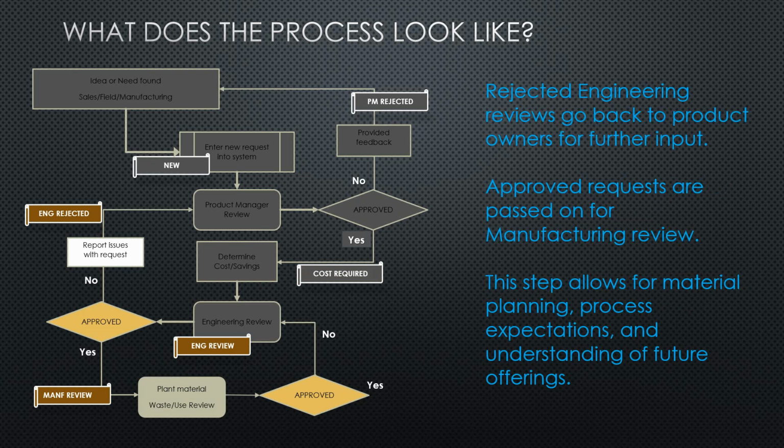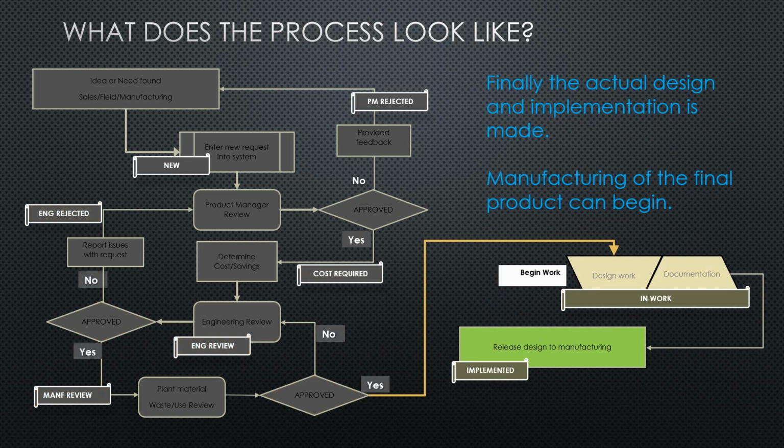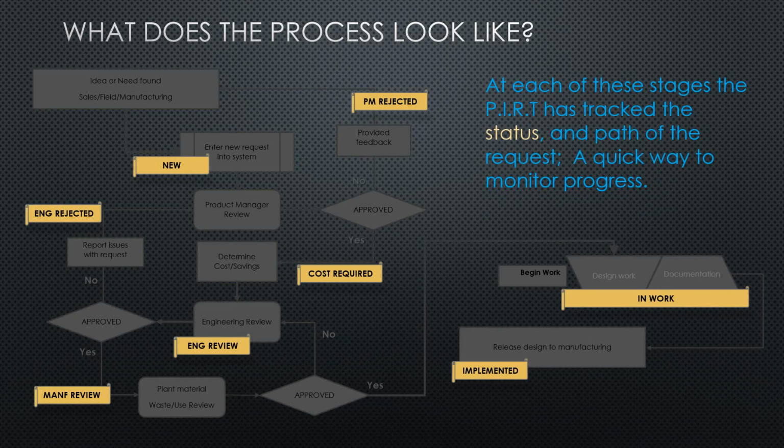Rejected engineering reviews go back to product owners for further input. Approved requests are passed on for manufacturing review. This step allows for material planning, process expectations, and understanding of future offerings. Finally, the actual design and implementation is made. Manufacturing of the final product can begin. At each of these stages, PIRT has tracked the status, a path of the request, a quick way to monitor progress.